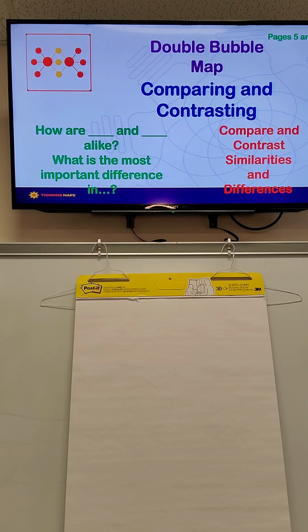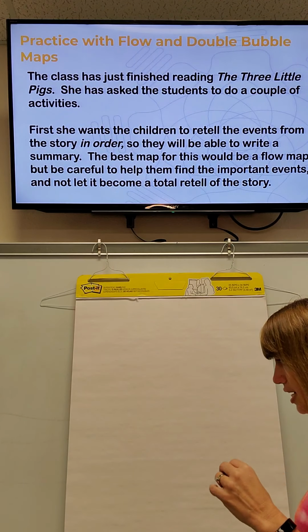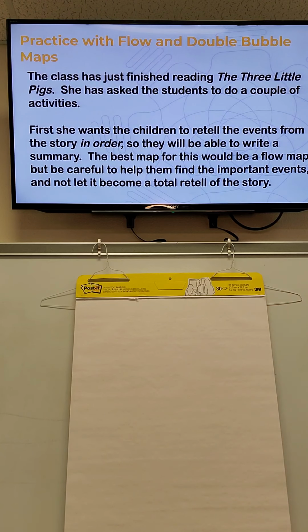Some important words are compare and contrast, or similarities and differences. The good thing to realize about the bubble map as you're making it is to make sure it is equal. So let's talk about how we would make a double bubble map.